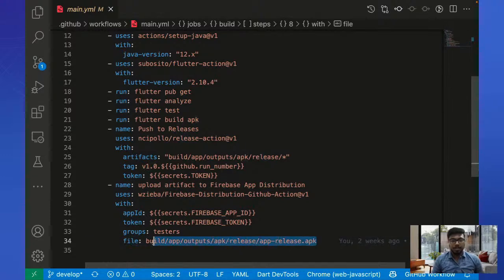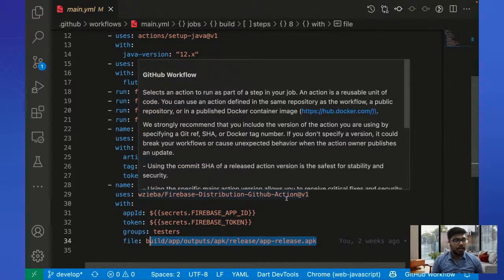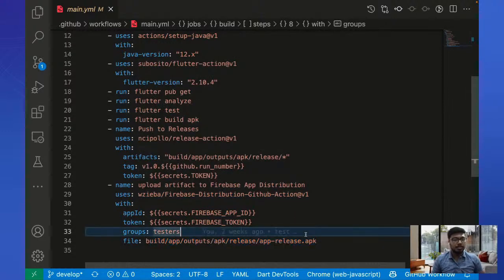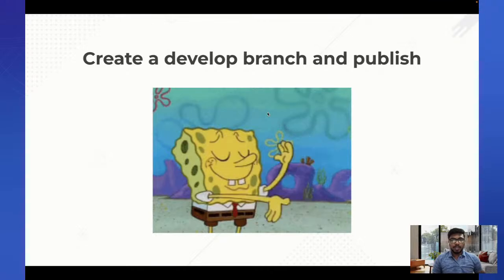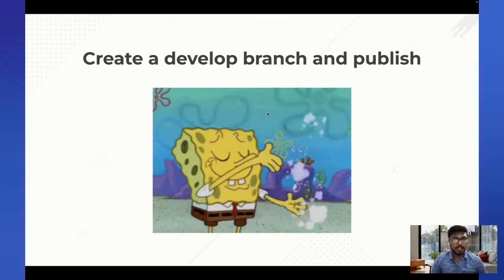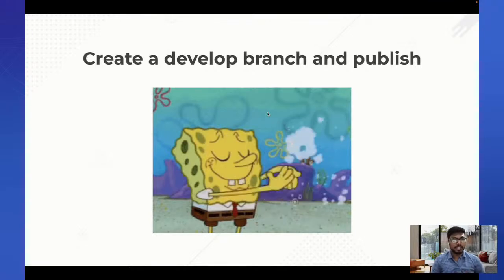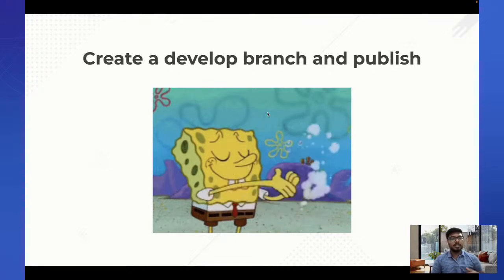So this is the application. To make it easier, you first build the application locally, then you get the path that you have received and just copy and paste it here so that there is no error. And we are done with our first workflow. Okay, so now the only thing that is remaining is to create a develop branch and publish it. Once you publish it, it will start the workflow.